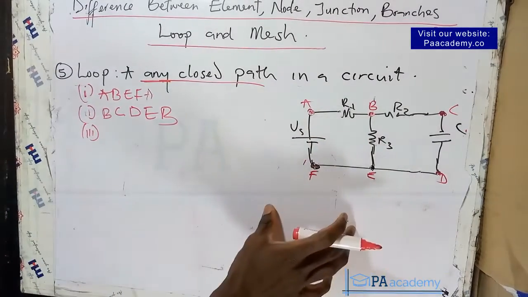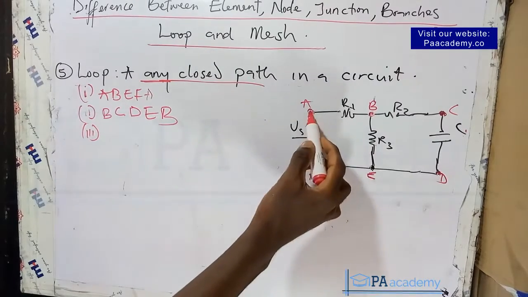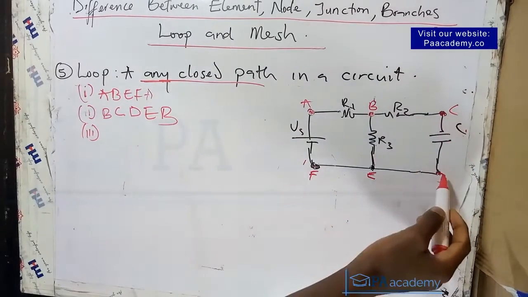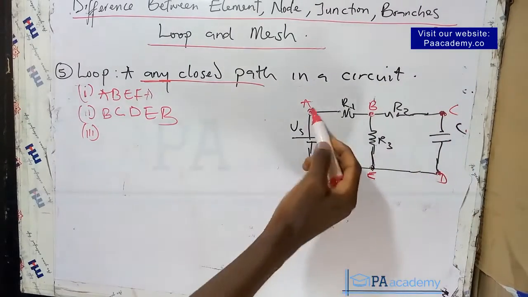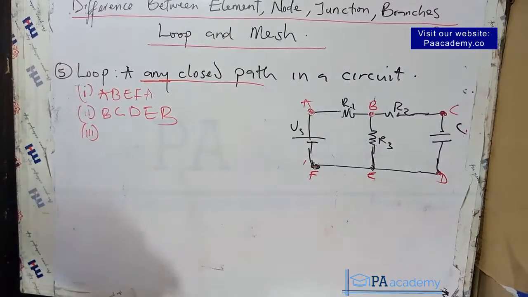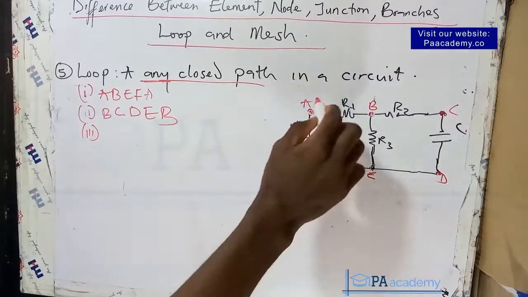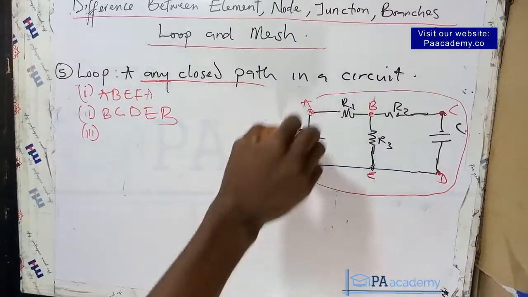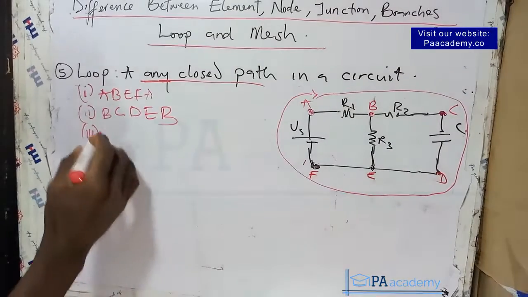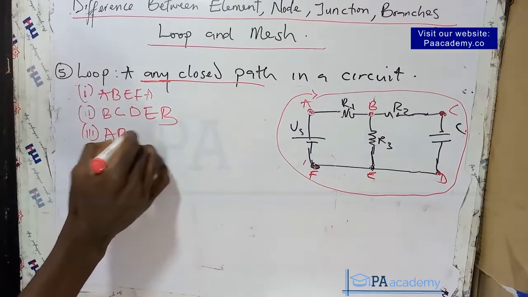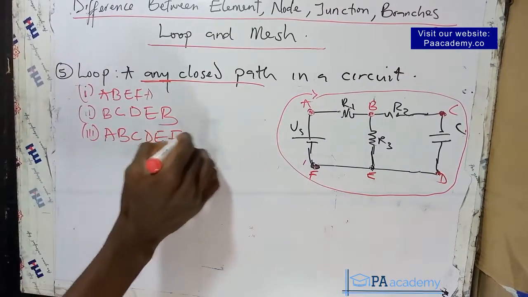The entire circuit itself. So if I move from A to B, C, D, E, and F, and back to A, that is also a closed path, like this, from the outside. So that will be A, B, C, D, E, F, and back to A.